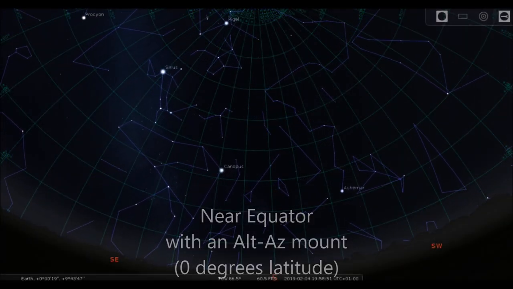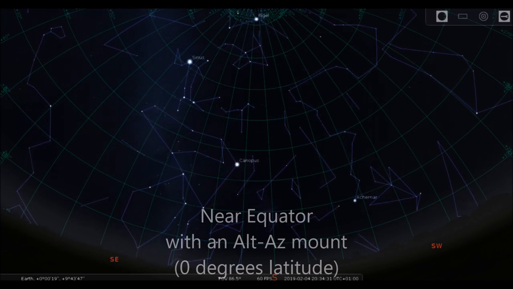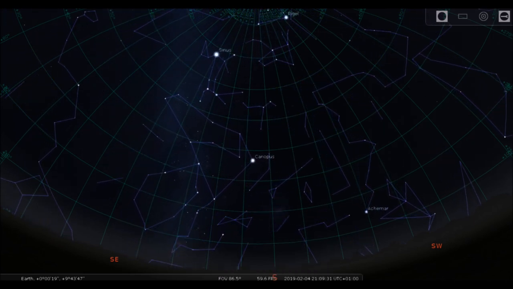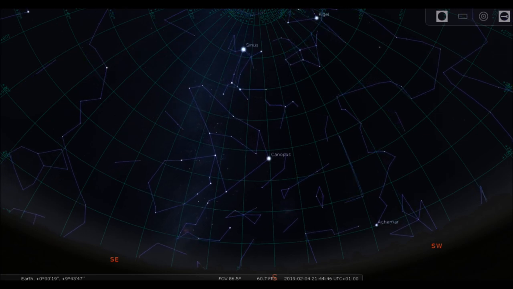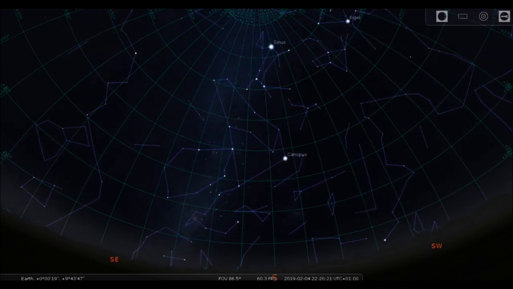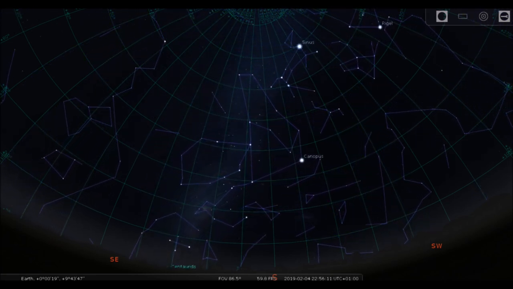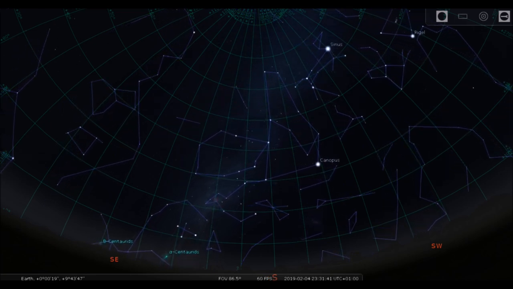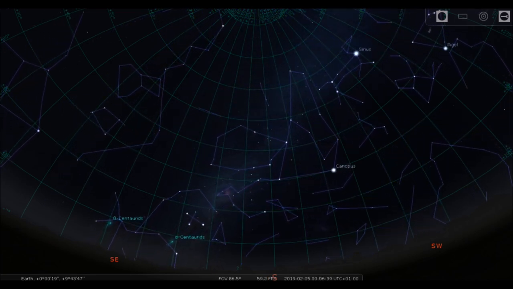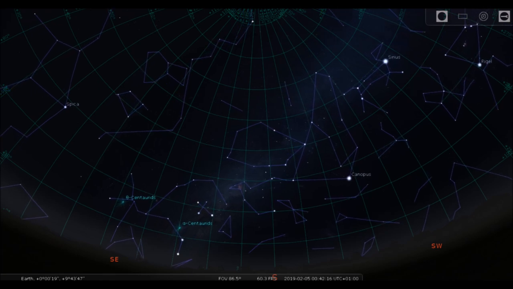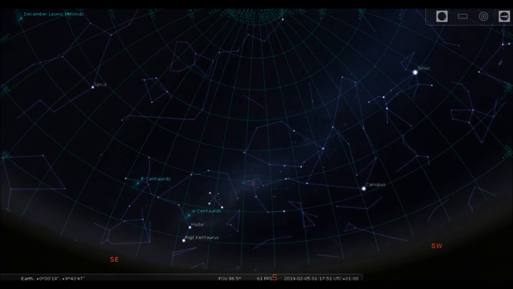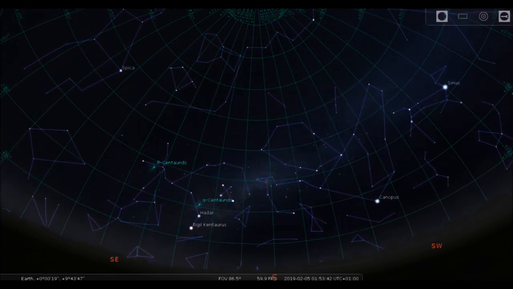At the equator, stars are mainly moving in altitude only. So you see stars going straight up and going straight down. So you would be able to track your stars with an Alt-Az mount because you would only be using the altitude motor of your mount. But of course, most of us don't live near the equator and also certainly not near the North Pole.